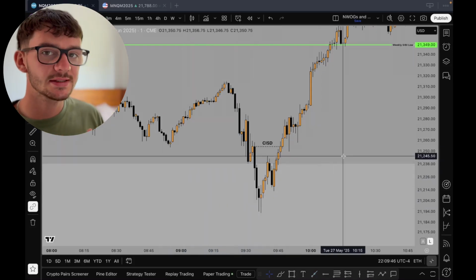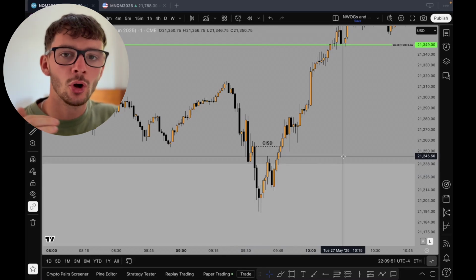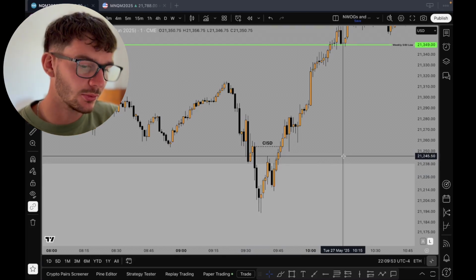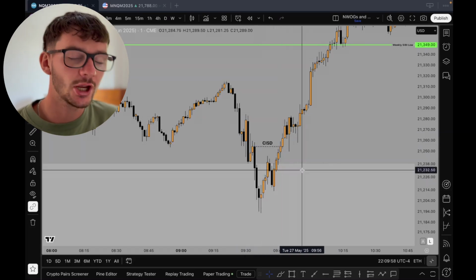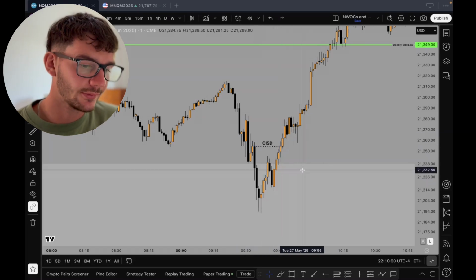When they are consecutive down close candles, you put them all together into one order block. So this is one order block here. So when we trade through it, that is a change in the state of delivery and the qualification of this order block.